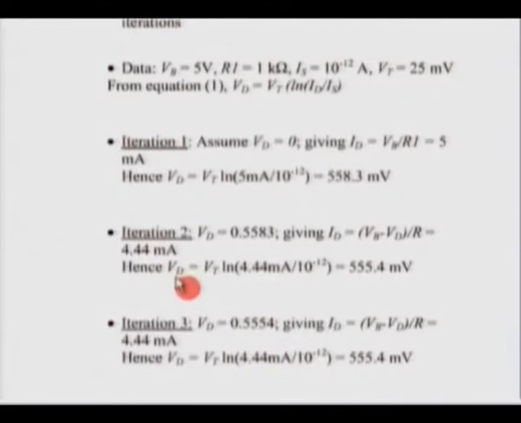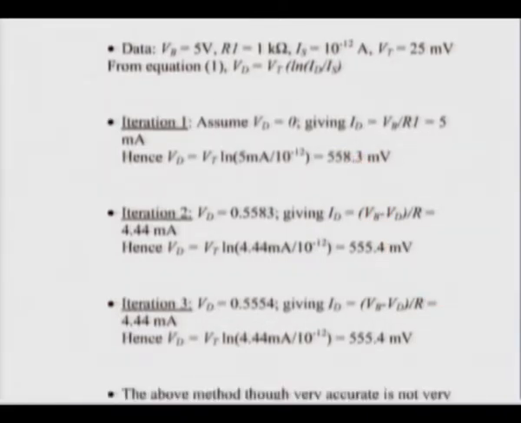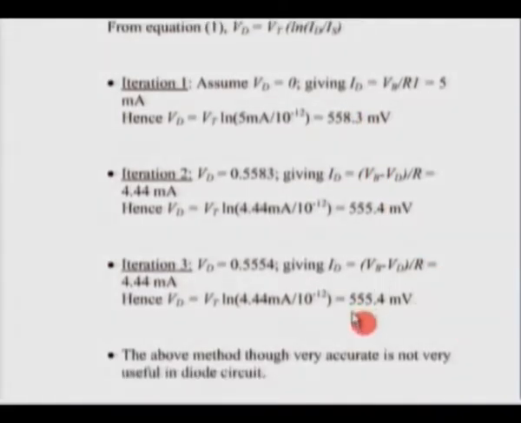Now, you recalculate and find VD, and you get VD to be 555.4 millivolts. You see how close it is to the previous result. Now, do the third iteration. Interestingly, the third iteration gives the same value, which means in just 2 iterations you got the exact value.